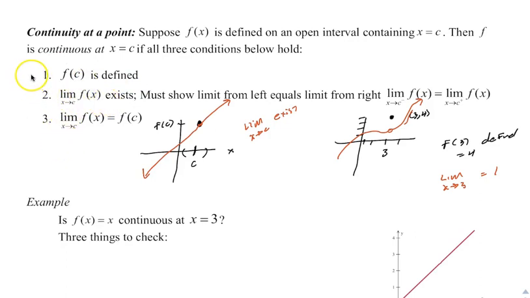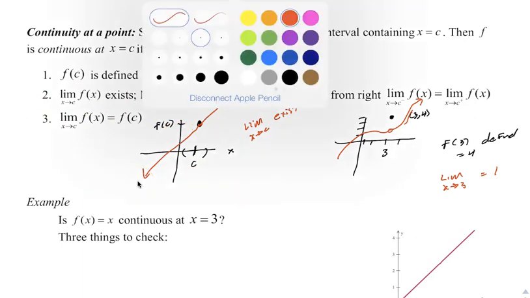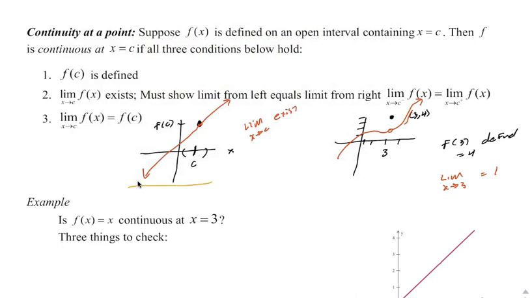So step 1 is make sure it has a value, make sure the limit exists, and then finally, to be continuous, those two things have to match. That happens here, right? If you look at this one, this is a continuous function. My values match. This is continuous. The limit equals the value. If you look at this one, those values do not match. This is a non-continuous function.